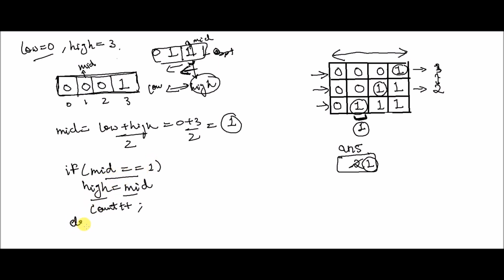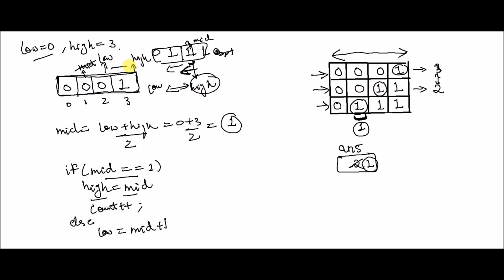Or else, if I have encountered 0, then what will I do? I'll simply assign low as mid plus 1. In this case, if you see, our mid was here at this index, so it is not 1. So we'll go in the else part and set low as mid plus 1. So our low will be here now, and our high was here.